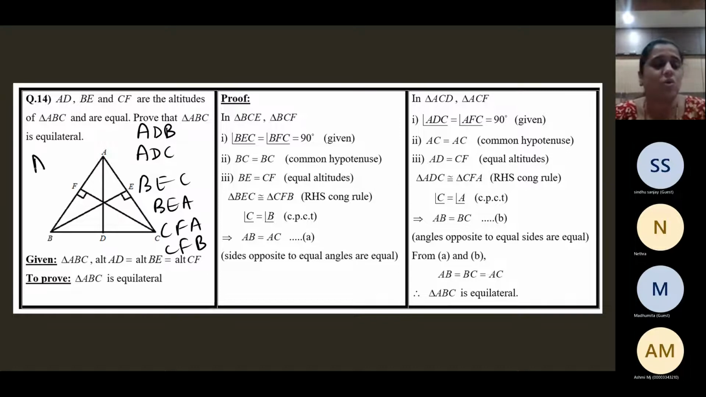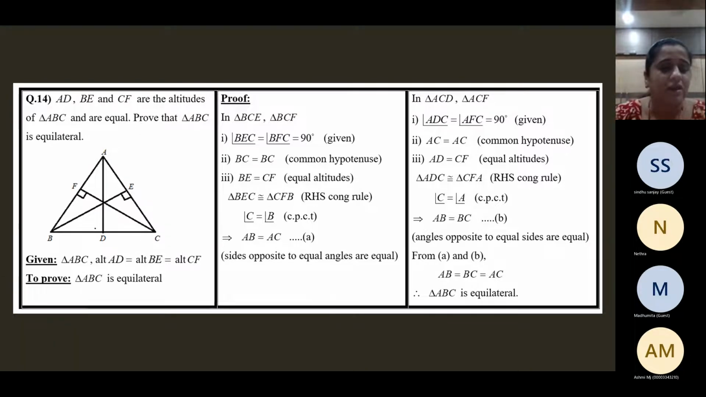Remember, we cannot take up the whole triangle ABC because with that you cannot take up any other triangle and show that they are congruent. So you cannot take up the whole triangle ABC. Now let me tell you what I've done here. Now, if I take up BC, I'm taking the triangles with respect to the sides.